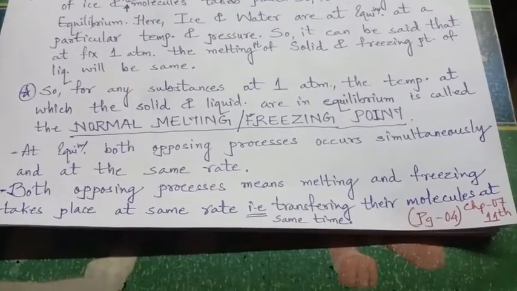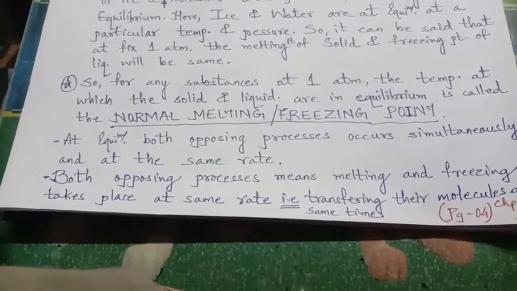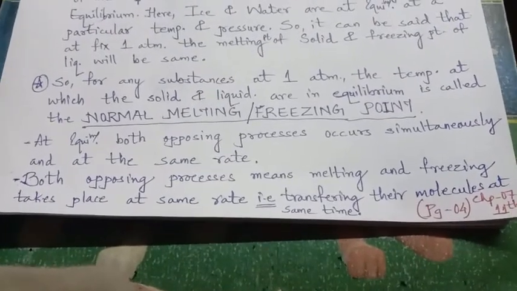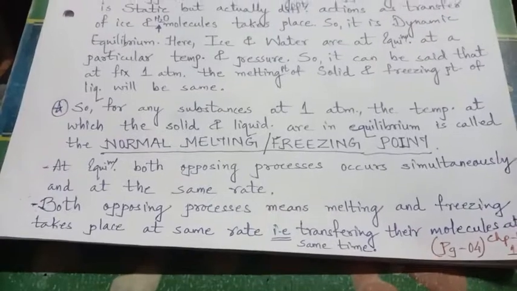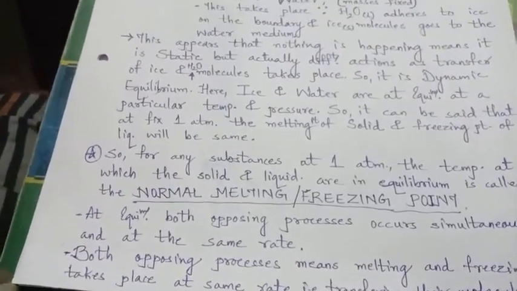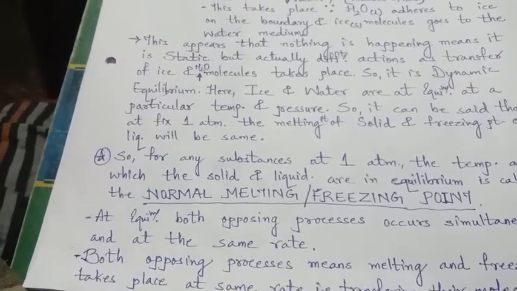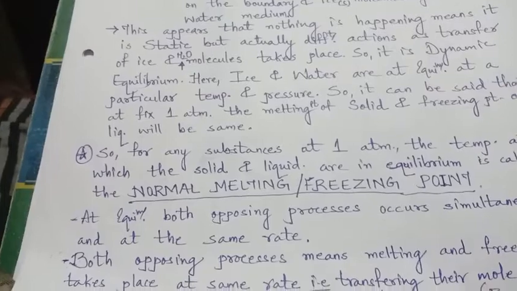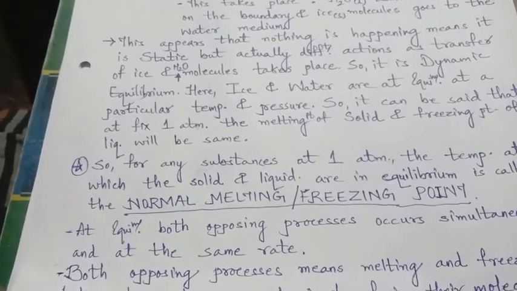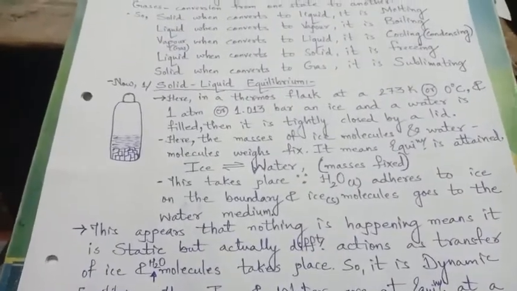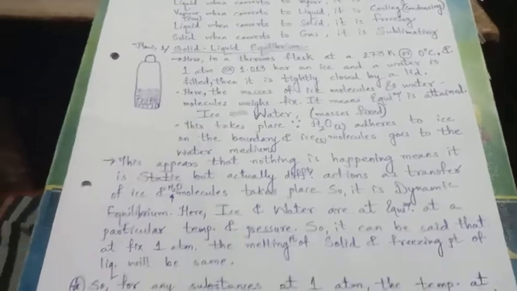Both opposing processes, melting and freezing, take place at the same rate, that is, transferring their molecules at the same time. So this is the general equilibrium, which is termed physical equilibrium, in which the first is phase transformation, and in phase transformation the first one is solid-liquid equilibrium, right?